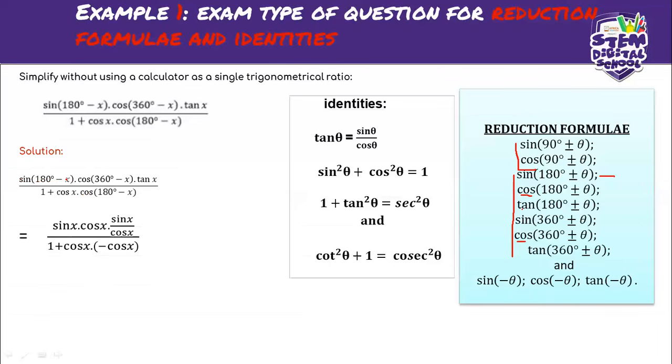Sine into 180 minus, which quadrant? Second quadrant. How is sine? Sine is positive. Hence we are having positive sine x here. And then we have cos into 360 minus, which quadrant? Fourth quadrant. How is cos? Cos is positive. Hence we are having positive cos x.